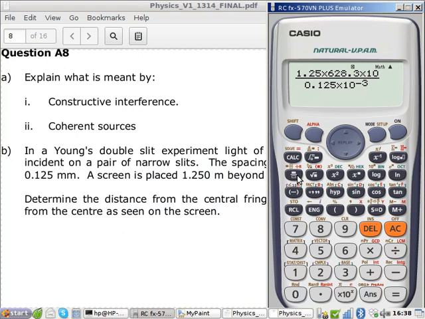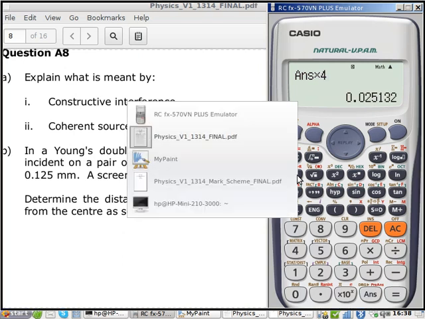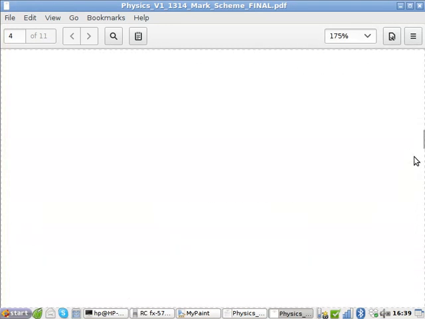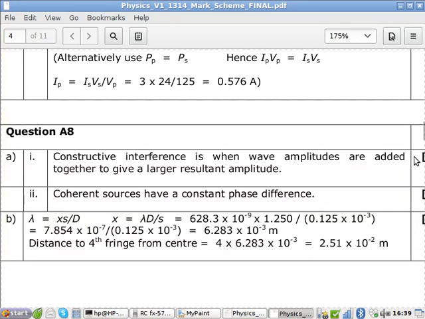Another formula. Yes, so add that to your list. And as you said, Iyad, we have to multiply our answer by 4. So 2.5 centimeters is correct.